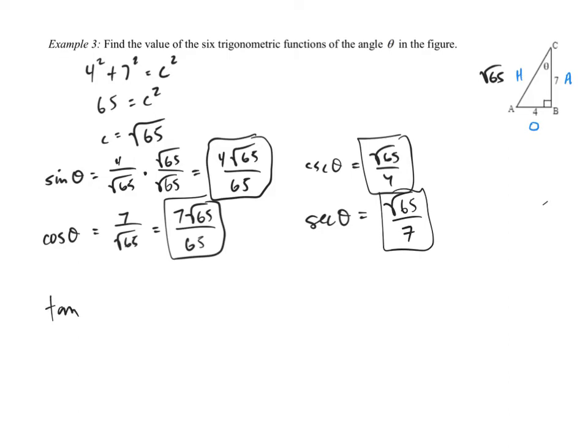And then finally, for tangent theta, that's just going to be the opposite over the adjacent. And so the opposite side is going to be 4. The adjacent side is going to be 7. So that will just be 4 divided by 7. And for cotangent theta, we're just going to do the reciprocal, and the reciprocal of 4/7 would be 7 over 4.